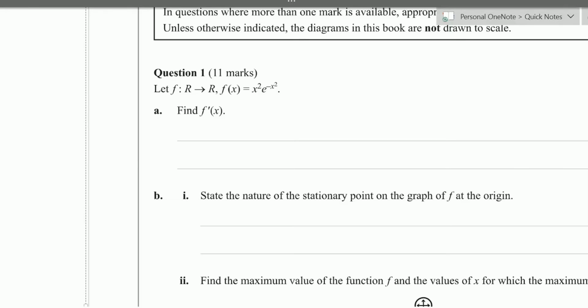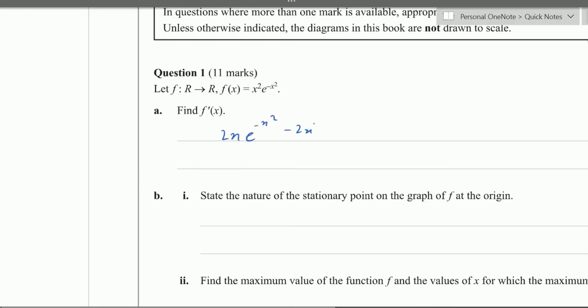Question 1 is just f dash x, like you just put into your CAS, you can do it by hand. You get 2xe to the 3e x squared.